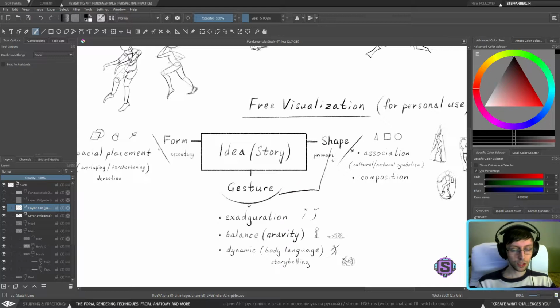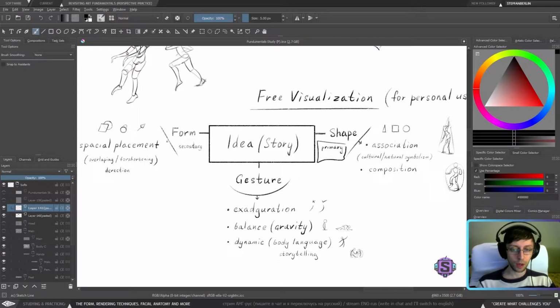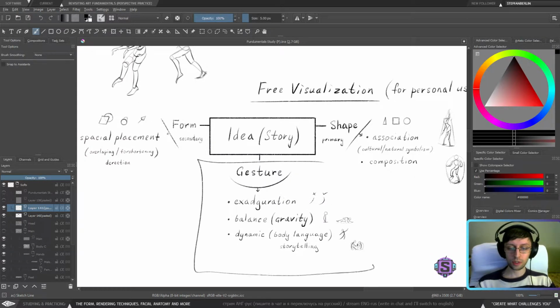Gesture is actually related to shape quite a bit. There are debates that gesture is actually a part of shape, but gesture also has to work with form. Because of this, gesture is kind of neutral. It works in between form and shape. Because of this, I'm not setting it as a primary, nor as a secondary. Gesture is something we have to adapt to both. It's not one thing, it's both at the same time.